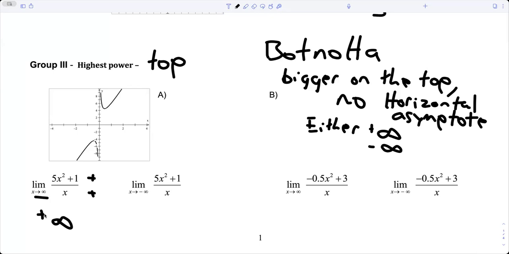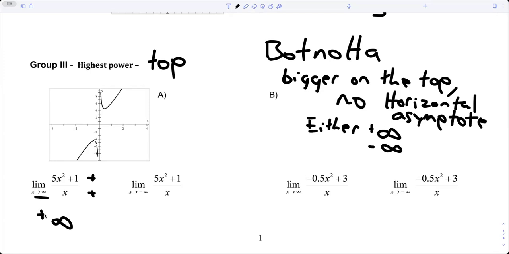And again, it's getting much larger in the numerator than the denominator. Like if I plug in 1, I get 5 plus 1, which would be 6 over 1. But then if I plug in 10, I would get 501 over 10, right? And so it's increasing faster in the numerator, therefore it's getting much larger. Therefore, it's going to be either positive or negative infinity. And you can see that on the graph, right? If we're going up this way, this is increasing to positive infinity.